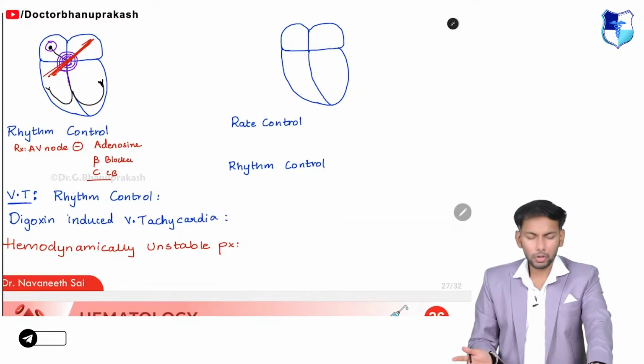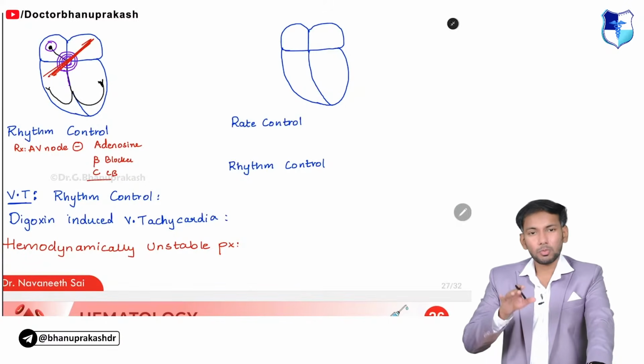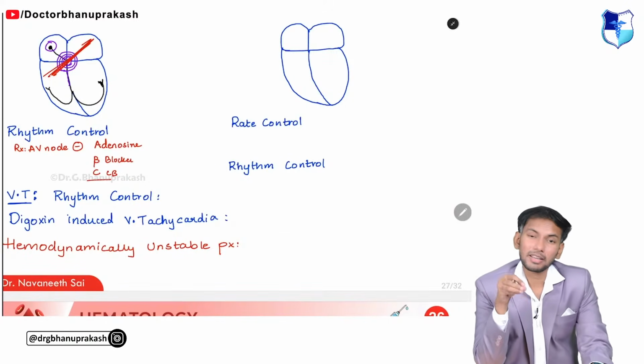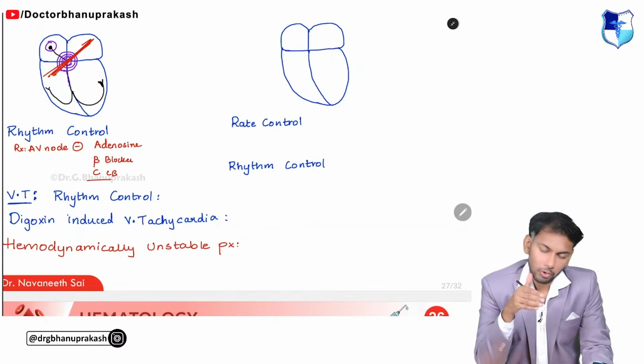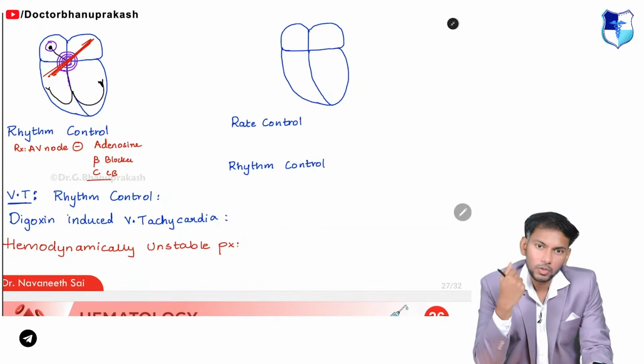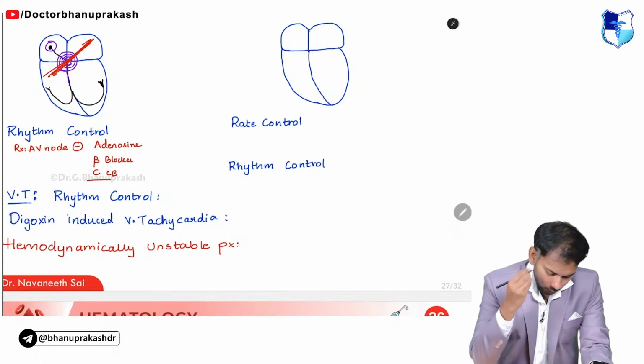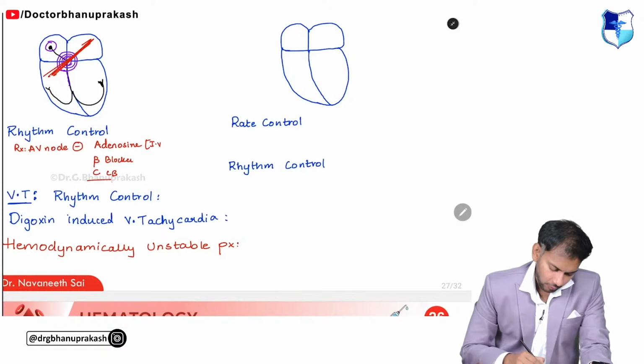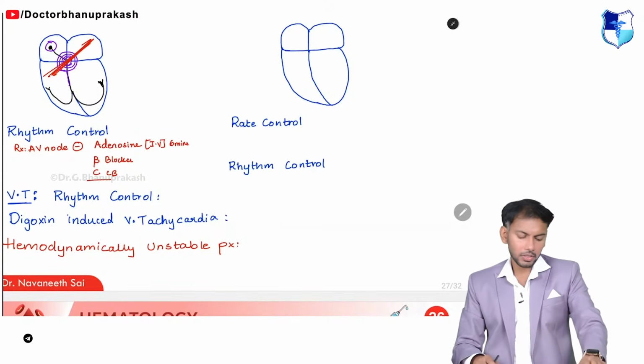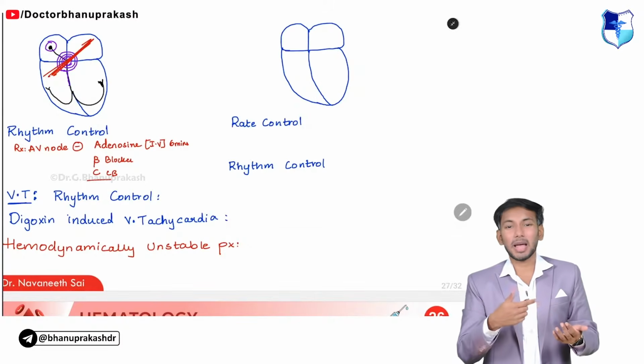And this is what we have taught. Beta blockers will also block the AV node. Calcium channel blockers like verapamil and diltiazem will also block the AV node. Adenosine will also block the AV node. So if you see carefully, adenosine is only available as IV. It works only for a very short time, which is why you give it as a rapid flush.